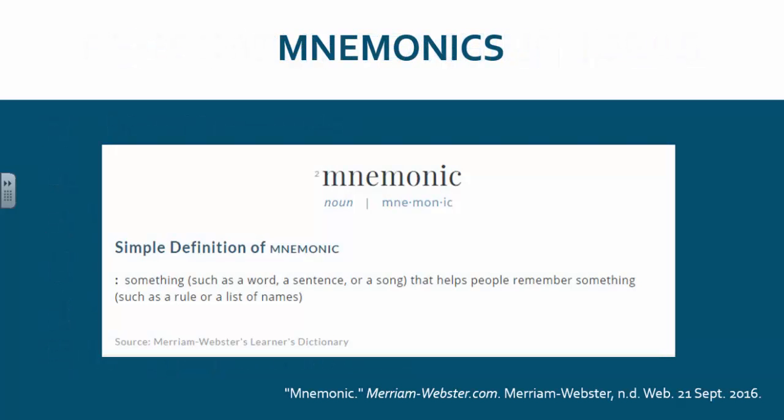Let's start with mnemonics. According to Merriam-Webster, a mnemonic is something, such as a word or song, that helps people remember something, such as a list of names or a rule. We often need to teach students how to use mnemonics just as a certain learning technique. This will help them as they go through school and life as they need to learn things.